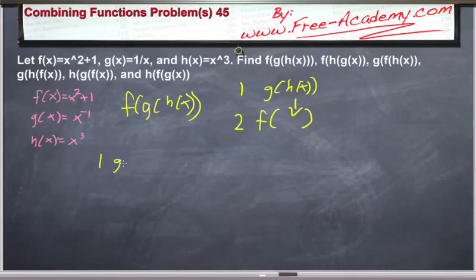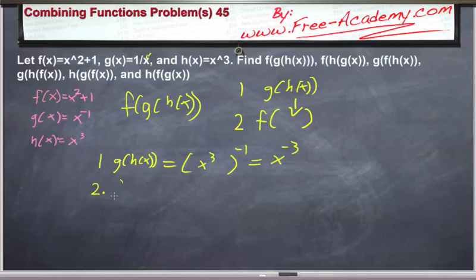Step 1, find g of h of x, which is equal to g of x with h of x replacing x. h of x is equal to x to the third. So this is putting x to the third into x in the g of x equation. This is equal to x to the negative third.